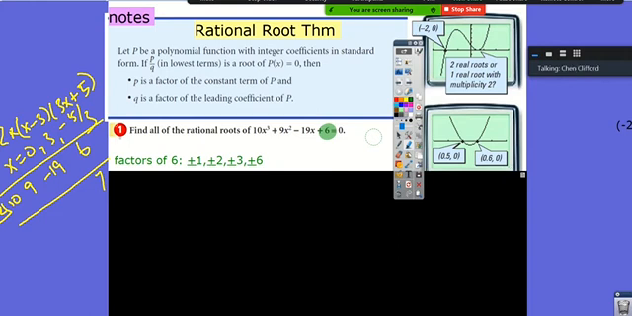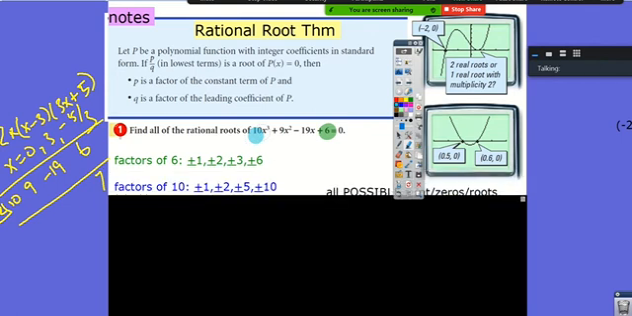And then you ask yourself, what numbers can be divided into 10? Your first number, the 10, you do last. And then it's 1, 2, 5, 10.